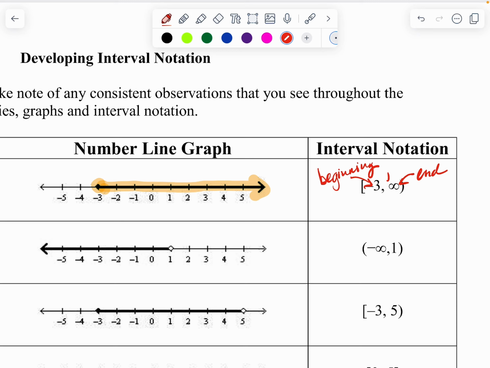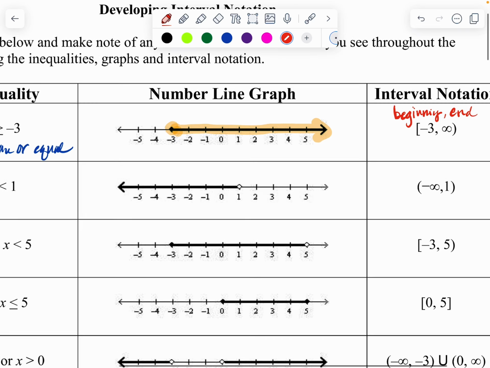All right, so instead of doing that with arrows, we can just make a note that in the interval, you have the beginning number and the ending number, okay? And then it's surrounded by either brackets or parentheses, and we have to decide when to use a bracket and when to use a parenthesis, okay?